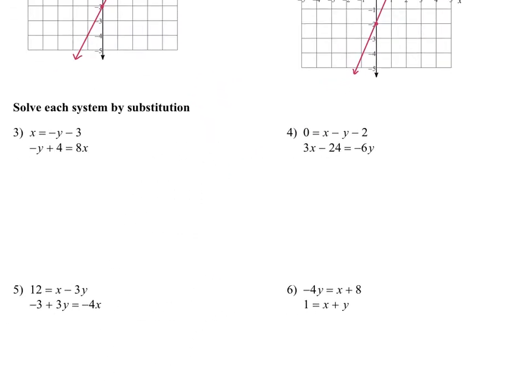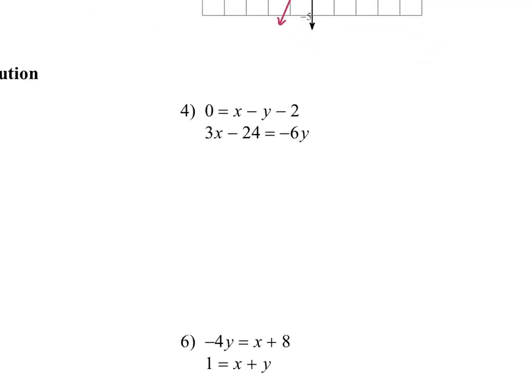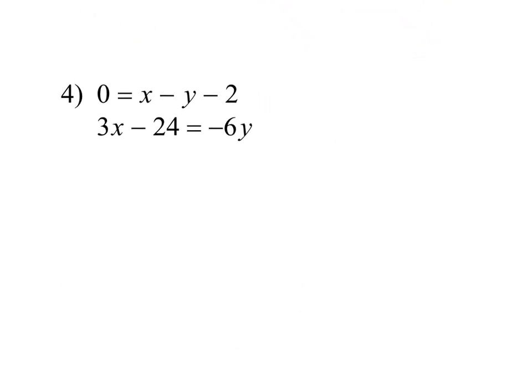Alright, for the next ones, we have to solve by substitution. So for number 4, remember for substitution, we want to get one variable all by itself. So we either want it to be y is equal to or x is equal to, and then it's going to be some type of equation here. But we just want to get that x or y all by itself. So the second equation has a 3x and a negative 6y, so those have something attached to it, so we want to focus on this equation. How can we get it to either be x equals or y equals?